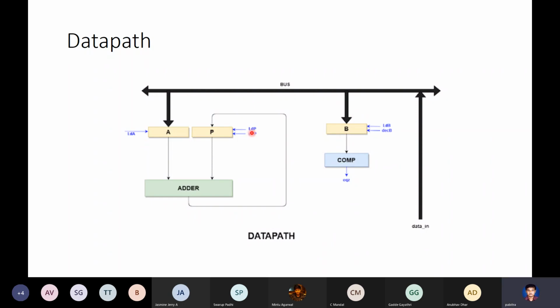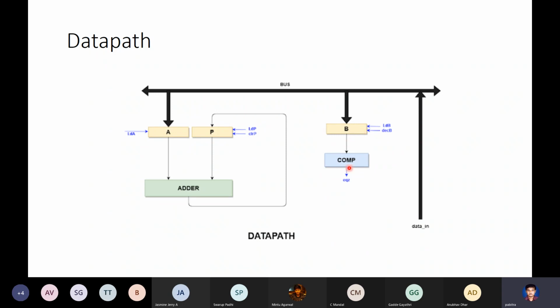Then we'll activate load P. Oh, no. Then we'll clear B. Then we'll clear P. So P will be set to 0. Then in a loop, we'll keep on adding B. We'll load B, keep on adding B.